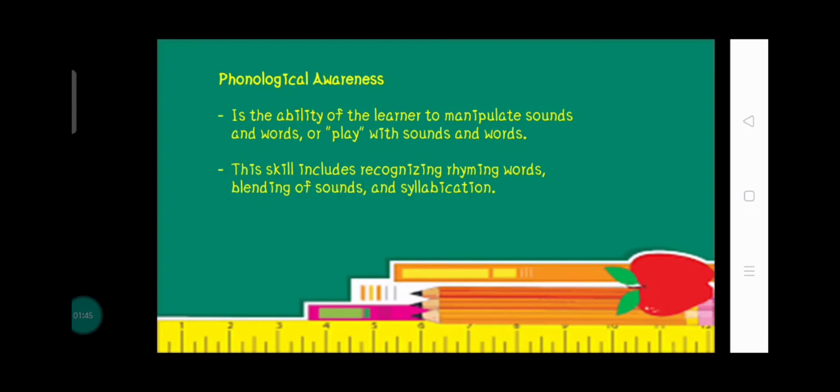When we say syllable, for example, the teacher says pancake. The child knows that the teacher is saying it has two syllables, pan and cake. If you don't have phonological awareness, without this important skill, proper reading is difficult.